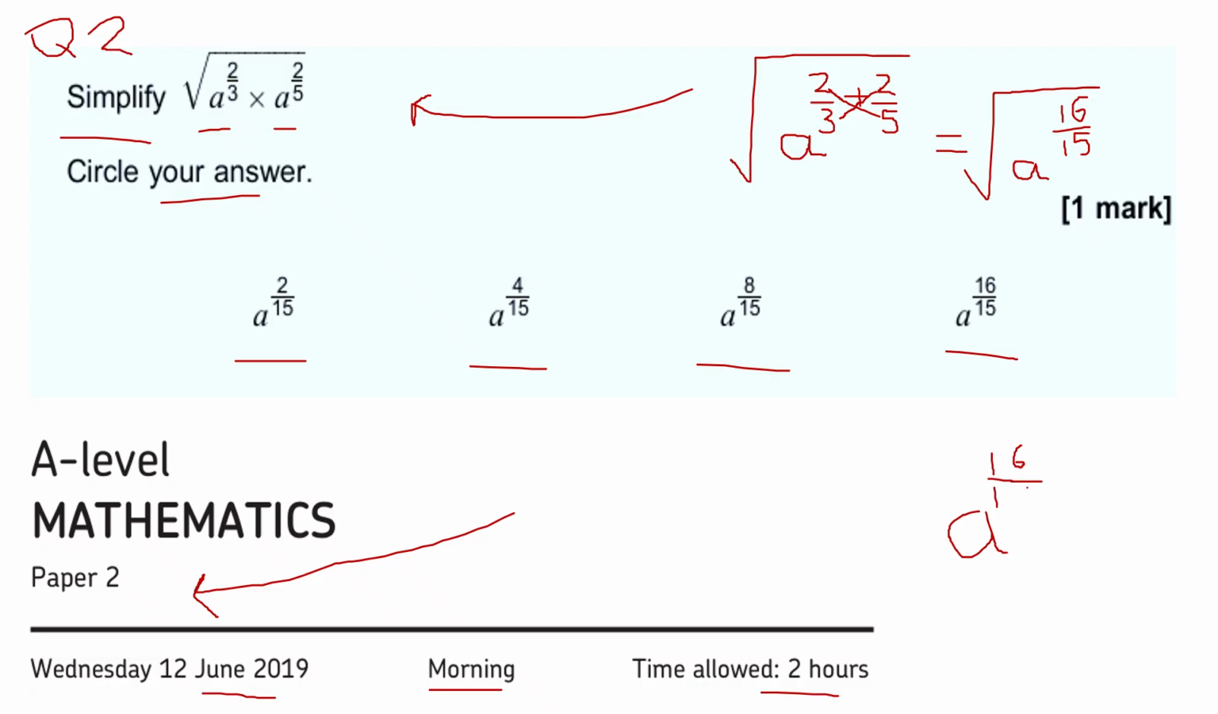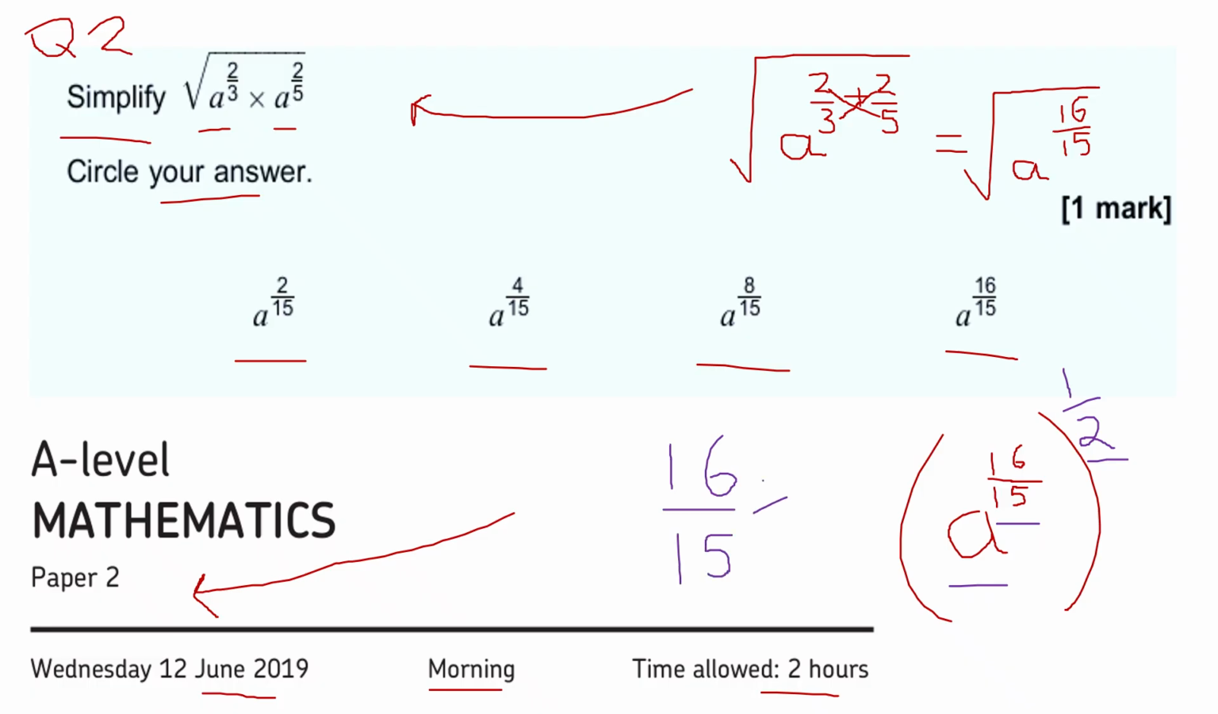Now the square root, I can write as power of a half, because the square root of any number or any term, I write as power of a half in mathematics. When I've got a power to a power, so a base raised to a power raised to another power, then I multiply those powers. So I've got 16/15, and I'm multiplying it by half or dividing it by 2. Whichever is easier for you.